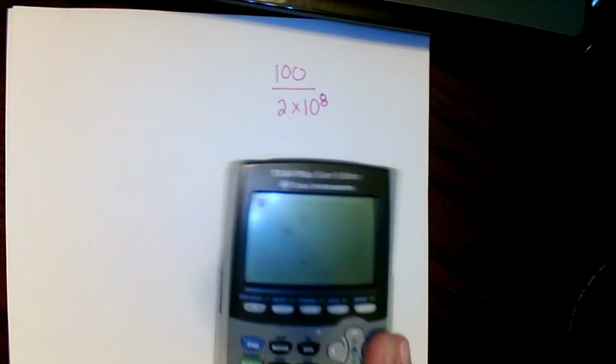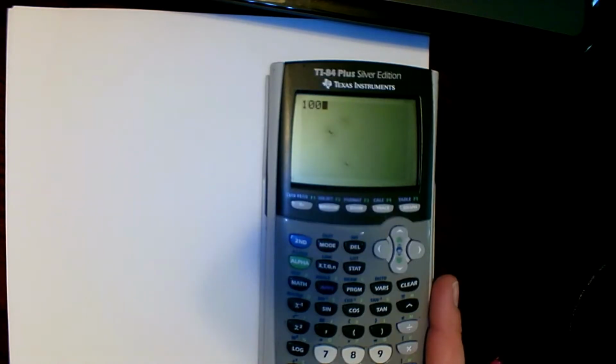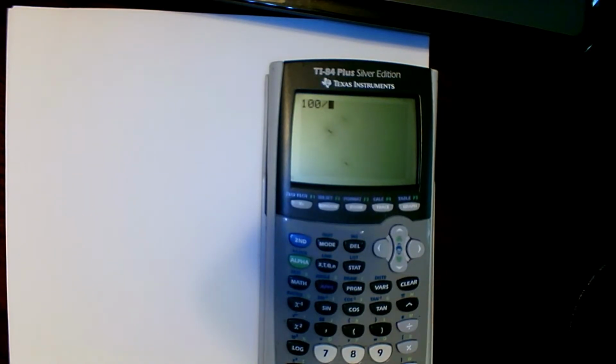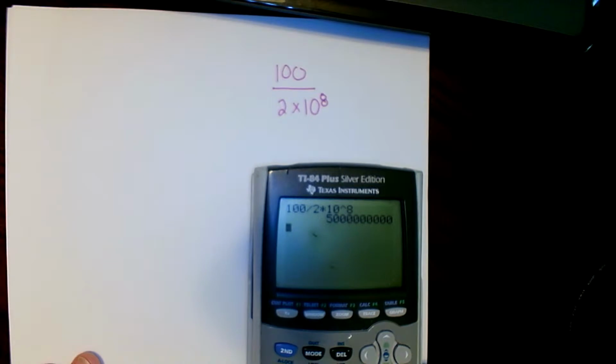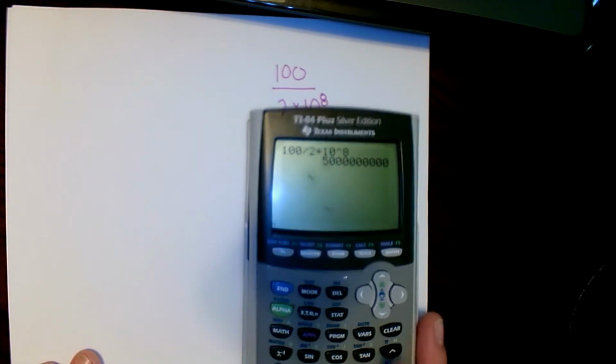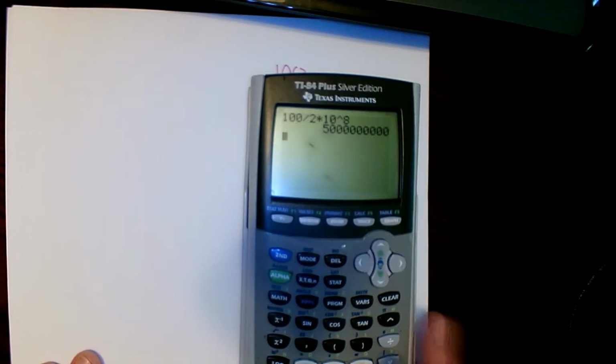Alright, so what I see most students do is pick up their calculator and type in this. 100, let's try to get rid of that glare. Here we go. 100 divided by 2 times 10 to the 8th. A student that's not thinking will just write down that answer like it's correct. However, if you think about it, we have a relatively small number, 100, divided by a relatively large number. We should not get a really large number, we should get a really small number, so that is incorrect.